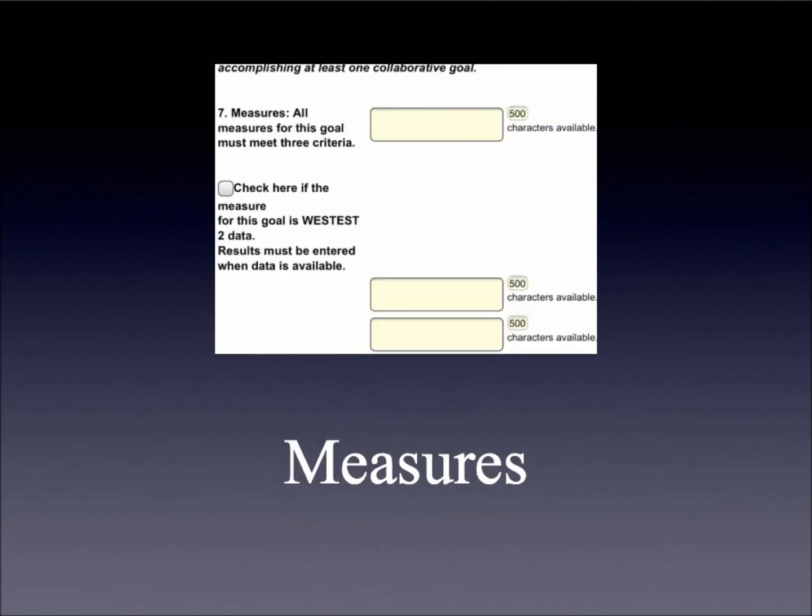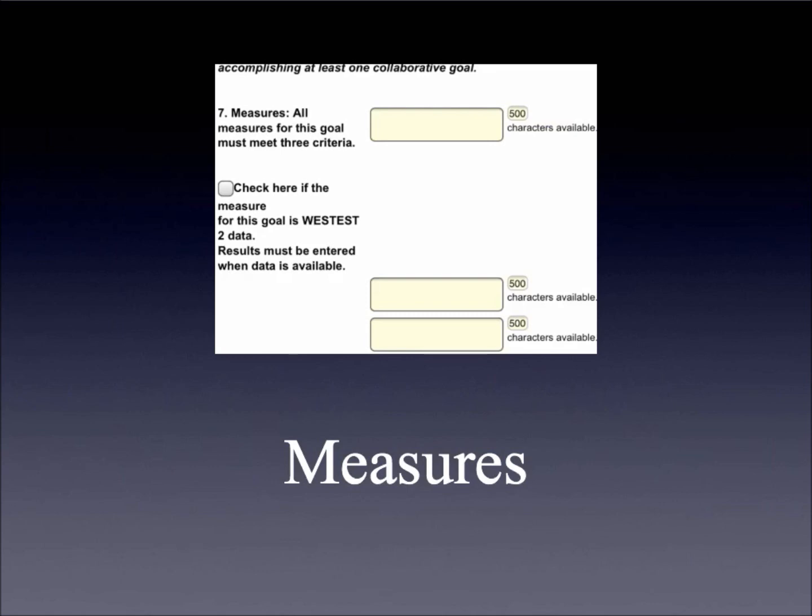Spot number 7 is for the measures that you're going to use, and you're going to describe here what assessments you're going to use in order to measure achievement of the goal. Maybe it's the Scholastic Math Inventory or the Scholastic Reading Inventory. Maybe it's the McGraw-Hill Acuity Benchmark Sessions. Maybe it's a teacher-made test. Maybe it's completion of some kind of a project. But you're going to describe that measure in this spot.